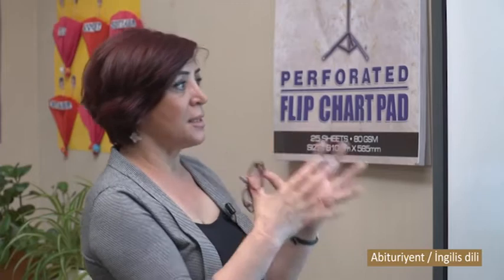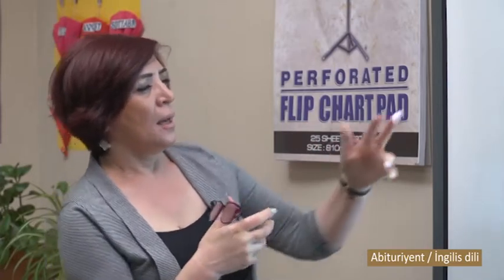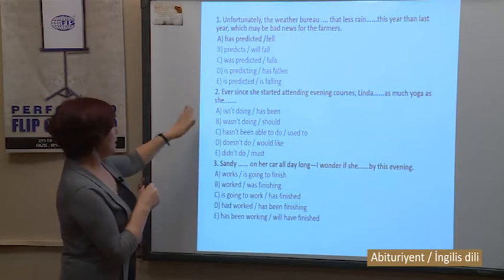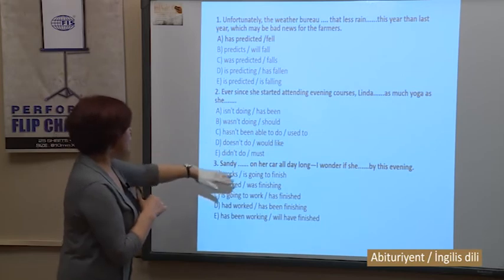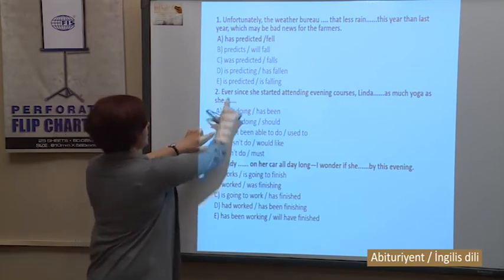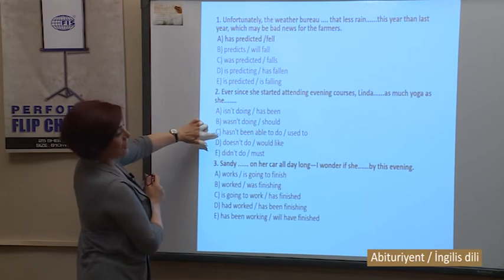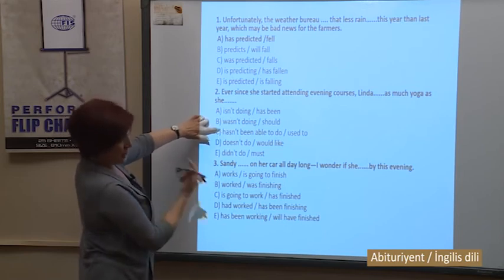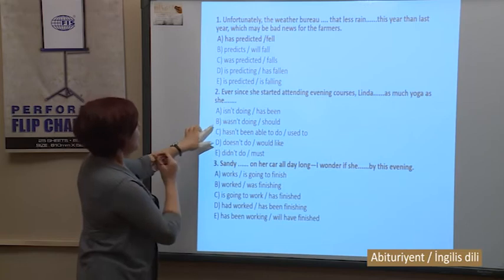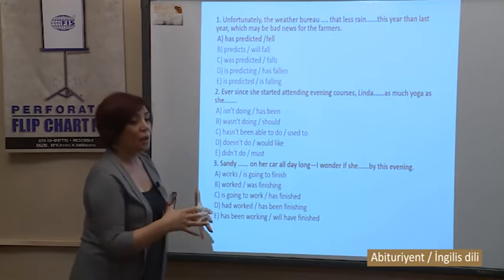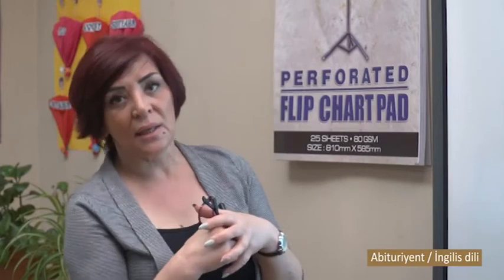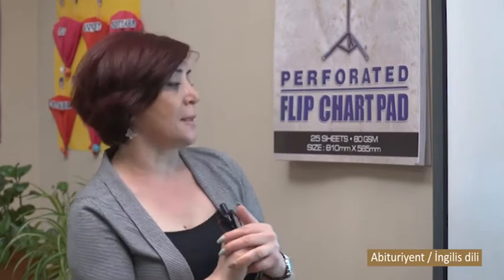Now let us see how the variants' tenses agree with each other. Evening course, Linda isn't doing, wasn't doing, hasn't been able to do, used to. Doesn't do, didn't do. Started since, only C variant is okay variant. It is too easy to understand. Linda hasn't been able to do as much yoga as she used to. From the context, it is clear that our C is our okay answer.